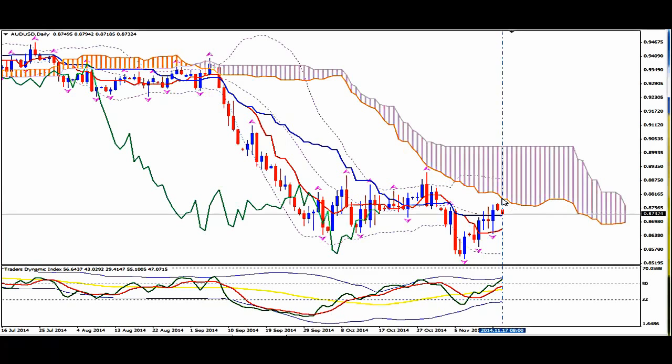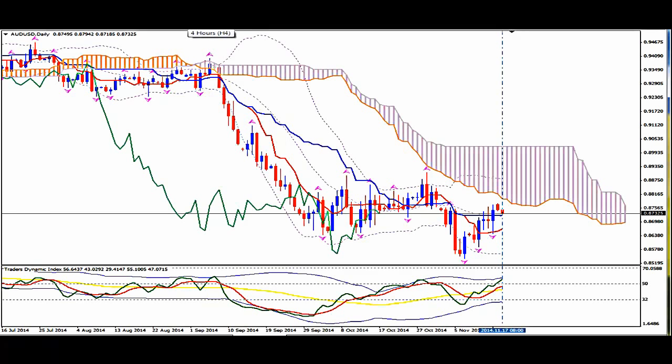Be careful with what will happen in the vicinity of the lower border of the Kumo. Be ready to exit there because the pair may make some additional ups and downs before it goes into the body of the Kumo. But theoretically, the next take profit target should be a few pips below the upper Bollinger Band on the daily at the 0.8860 price level.